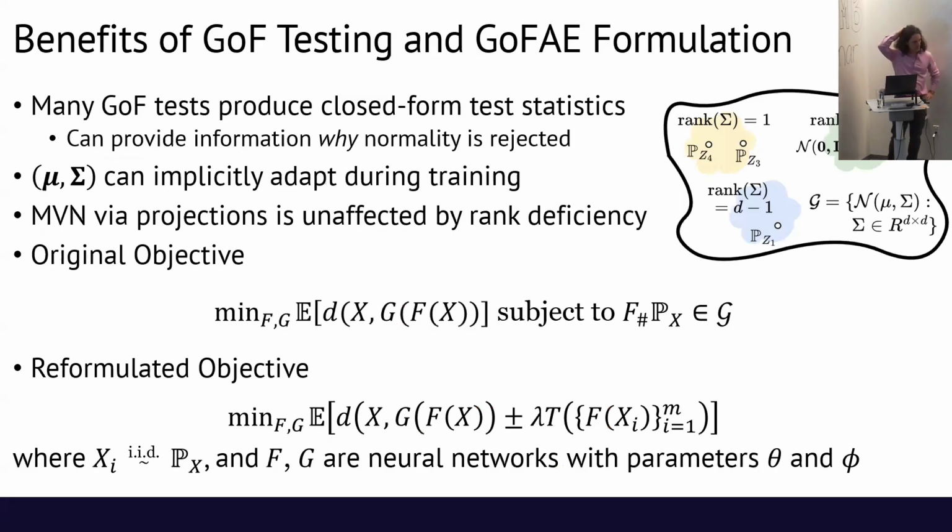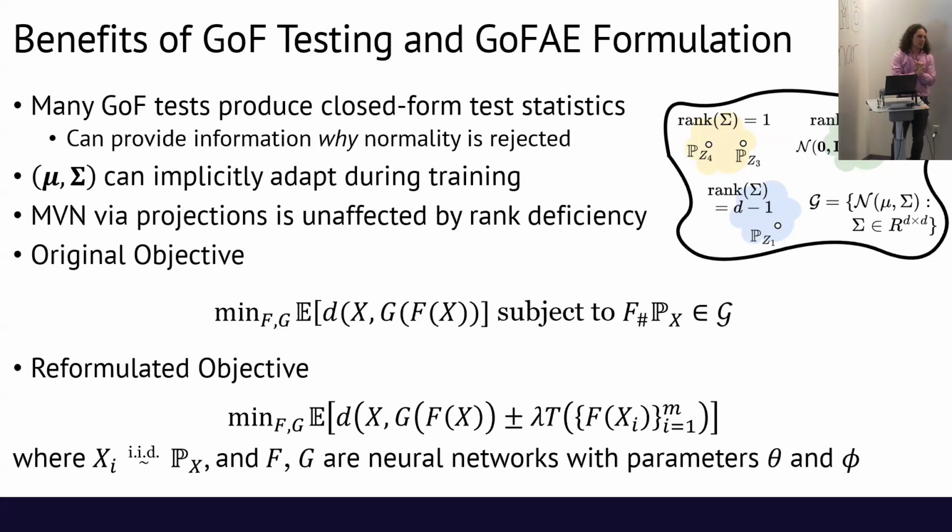So why do this? Why not just use Wasserstein autoencoders? This formulation has some benefits. First, we can actually do this. There are a lot of goodness-of-fit tests that have closed form and are differentiable, which we need if we're going to use this in a neural network paradigm. We also have interpretability. The p-value allows us to interpret why normality was rejected.